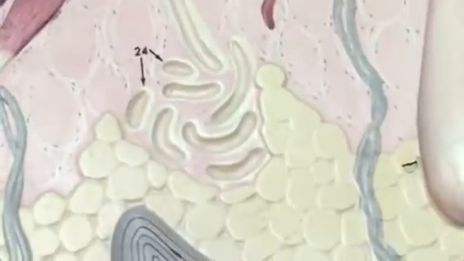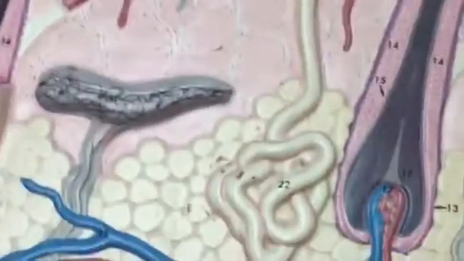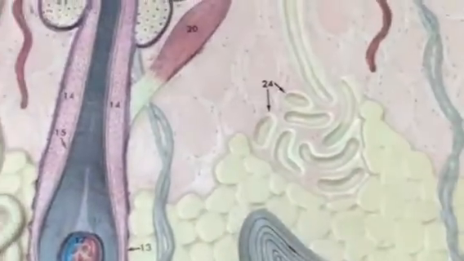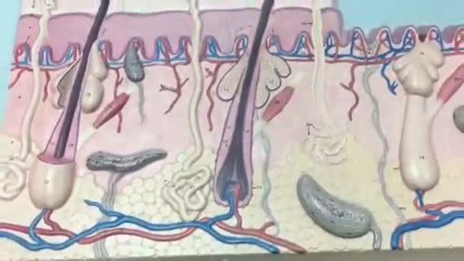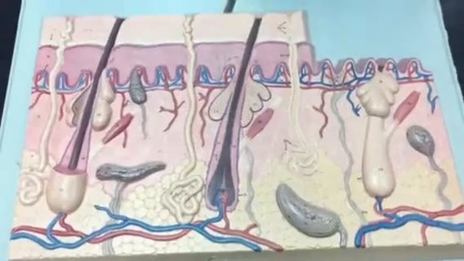These are merocrine sweat glands right here. These are small and they're spread out. So these are the ones that are active from the time that you're born. Now, the larger ones, the apocrine ones, are not found in this type of skin because this is thick skin.